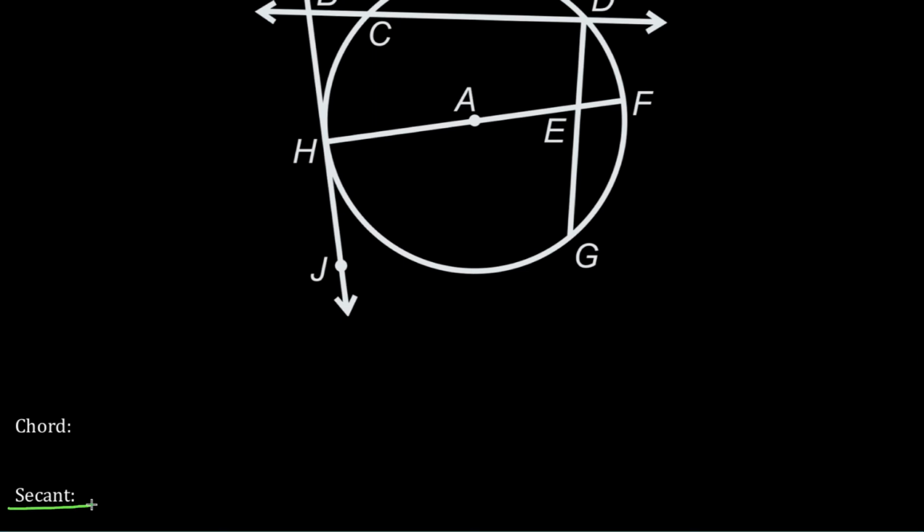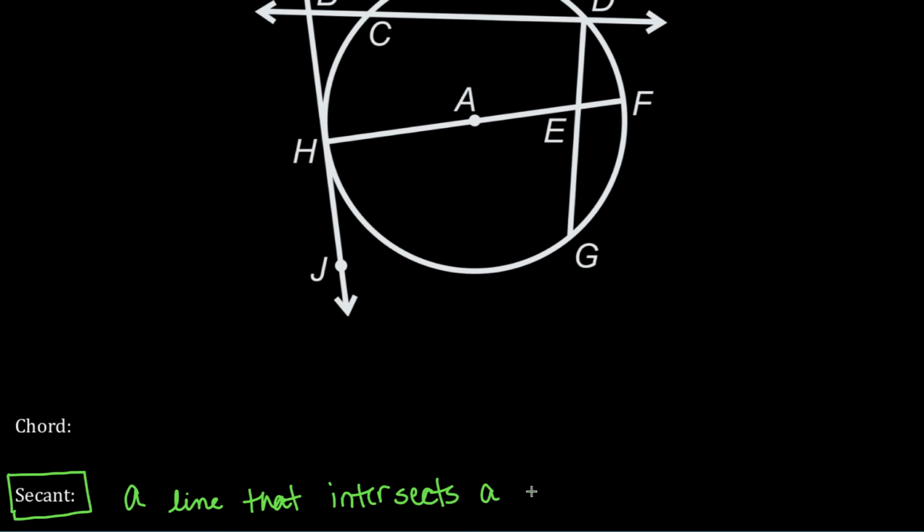So maybe I'll do this in green, okay? Oh, I should box it. Maybe a nicer box than that. A secant. So a secant is a line that intersects a curve, in terms of our lesson today, the circle, at 2 points.